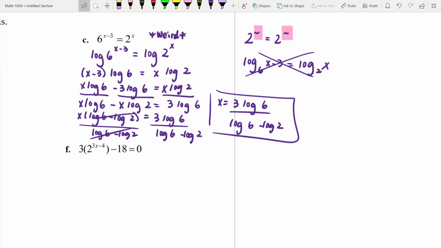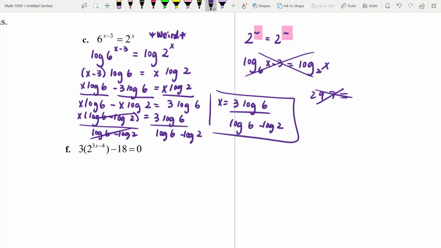Grab your calculator. Everybody go parenthesis 3 log 6, close it, divided by parenthesis, log 6, close it, minus log 2, close it, store, enter. Left side, 6 to the parenthesis, x, enter, minus 3, close it, enter, and I got 29.7. I'm going to see if I get 29.7 on the other side. 2 to the x, enter, enter, 29.7. I didn't have to do it, so I don't even have to write it down, but that's my answer.